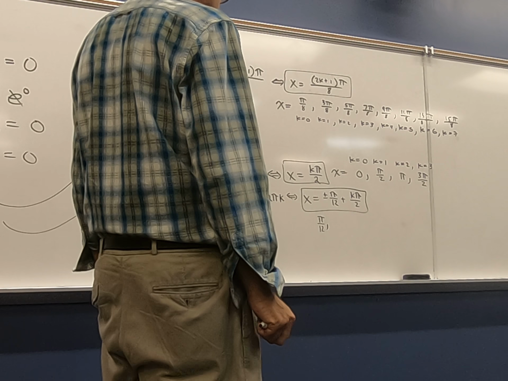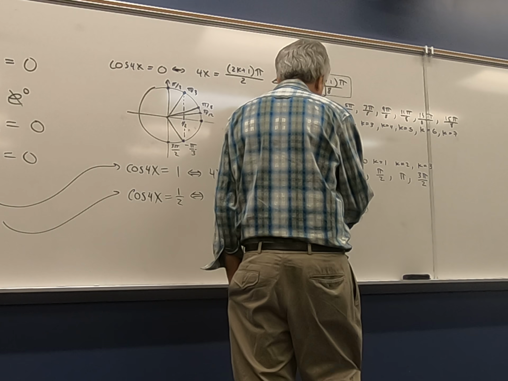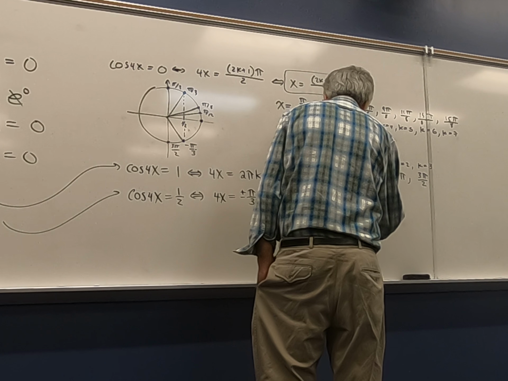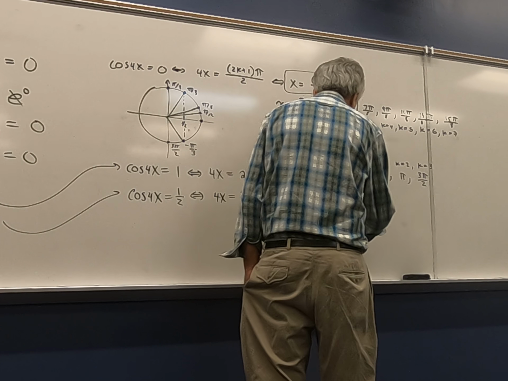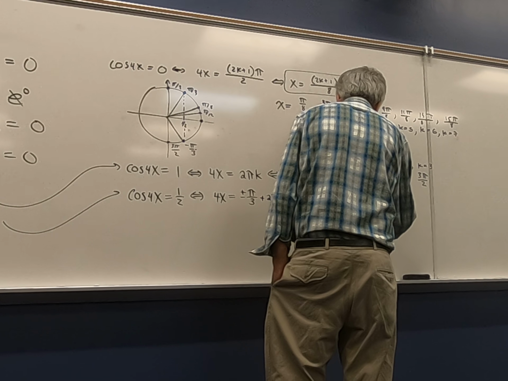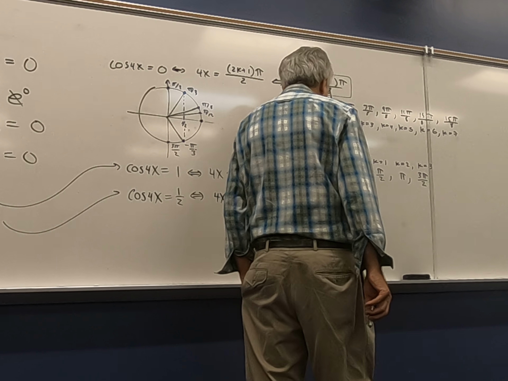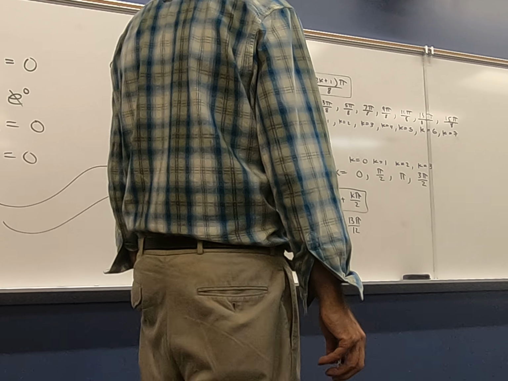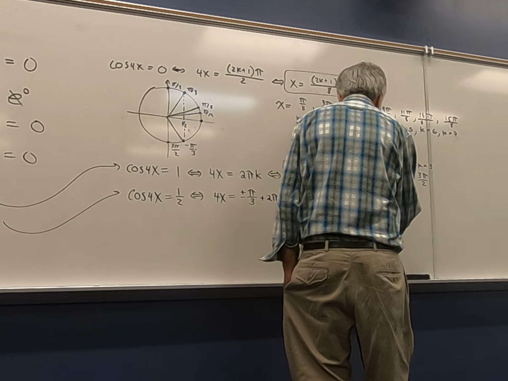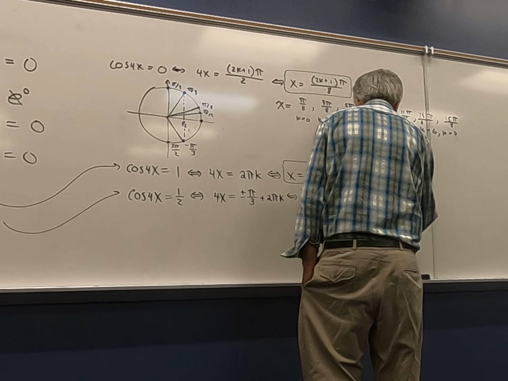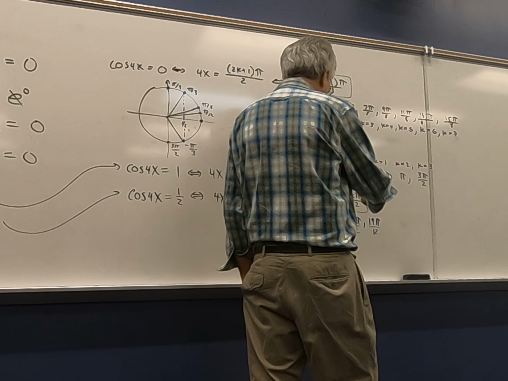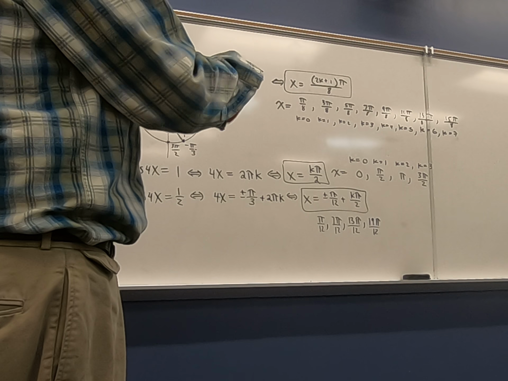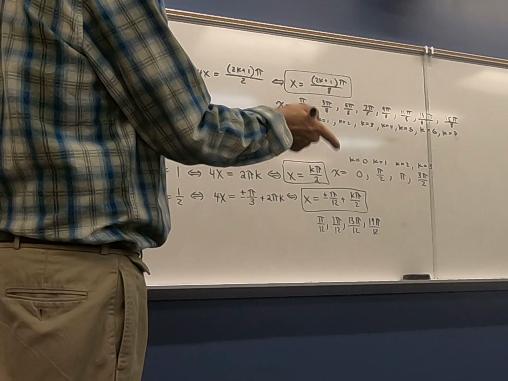pi over 12. So that'd be 7 pi over 12. And once you get the pattern, you can just sort of keep going with it, right? 13 pi over 12. 19 pi over 12, that's a new one, right? So I just keep adding 6 pi over 12, right? So 1 plus 6 is 7, 7 plus 6 is 13, 13 plus 6 is 19.